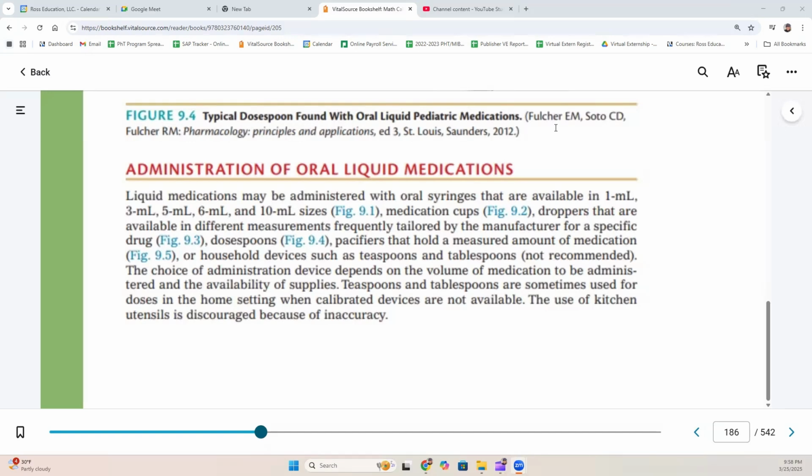Administration of oral liquid medications. Liquid medications may be administered with oral syringes that are available in 1 ml, 3 ml, 5 ml, 6 ml, and 10 ml sizes. Medication cups, droppers that are available in different measurements, frequently tailored by the manufacturer for a specific drug. Dose spoons, pacifiers that hold a measured amount of medication, or household devices such as teaspoons and tablespoons, which are not recommended. The choice of administration device depends on the volume of medication to be administered and the availability of supplies. Teaspoons and tablespoons are sometimes used for doses in the home setting when calibrated devices are not available. The use of kitchen utensils is discouraged because of inaccuracy.